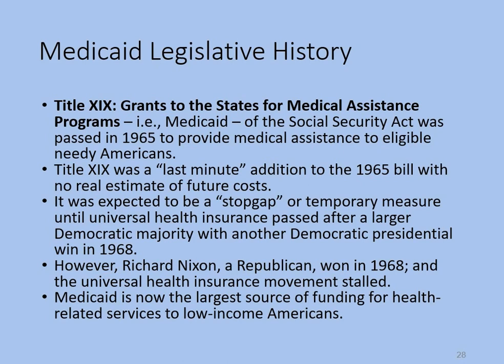Title 19 of the Social Security Act, grants to states for medical assistance programs, often known as Medicaid, was passed in 1965 to provide medical assistance to eligible needy Americans. Title 19 was a last-minute addition to the 1965 bill with no real estimate of future costs. It was expected to be a stopgap or temporary measure until universal health insurance passed after a larger Democratic majority with another Democratic presidential win in 1968. However, Richard Nixon, a Republican, won in 1968. The universal health insurance movement stalled. Medicaid is now the largest source of funding for health-related services to low-income Americans.